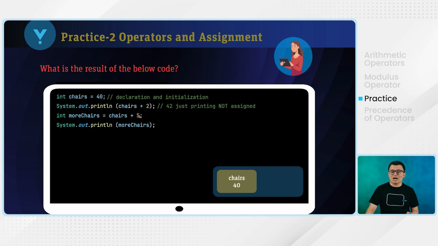So if you add 5 to this variable chairs, then you will get 45. Okay, 5 is added to this chairs variable, which gives you 45. But it doesn't mean that 45 is the new value of the chairs. It's not the new value of this variable chairs, because we haven't reassigned this variable yet. This 45, now we stored it into this variable moreChairs, which means the value of moreChairs will be 45. And as for the value of the chairs, it is going to be 40.